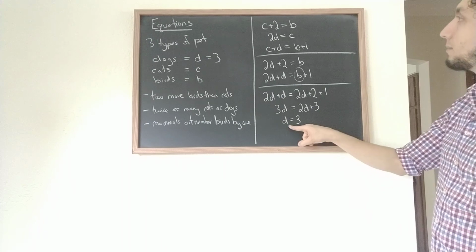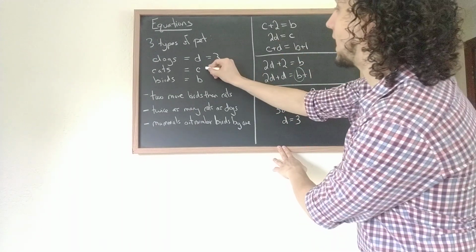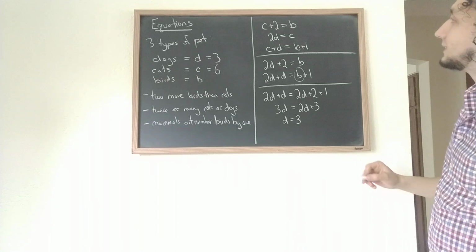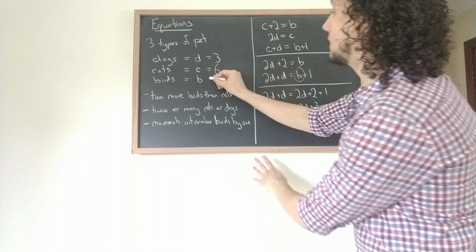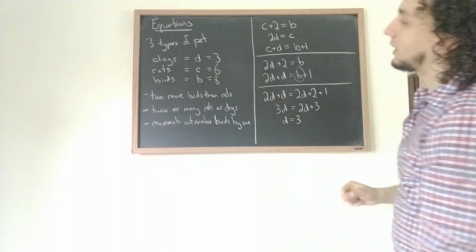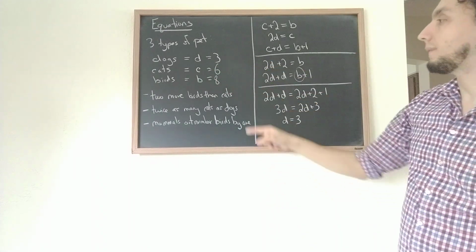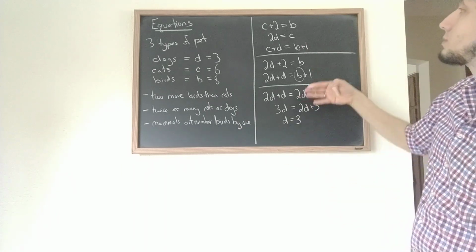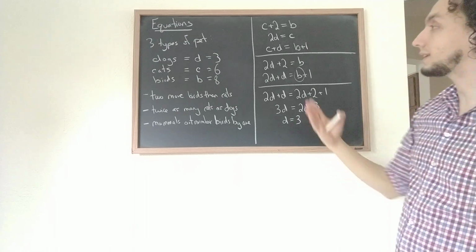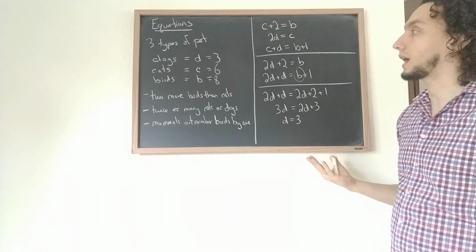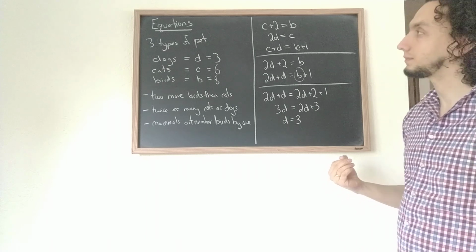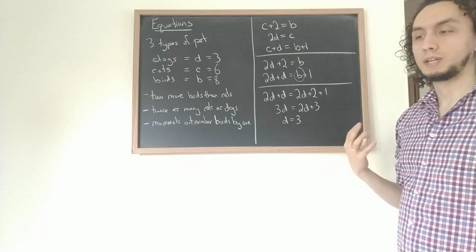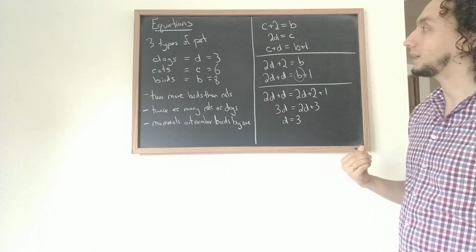And if the number of dogs is 3, then the number of cats must be 6. And if the number of cats is 6, then the number of birds must be 8. And we can check that these three numbers, 3, 6, and 8, satisfy each of these three constraints. And moreover, because we derived those three numbers just by using these three constraints, it means these must be the only three numbers that actually satisfy these constraints. So that's a little peek into how to use equations with variables to figure out unknown quantities.